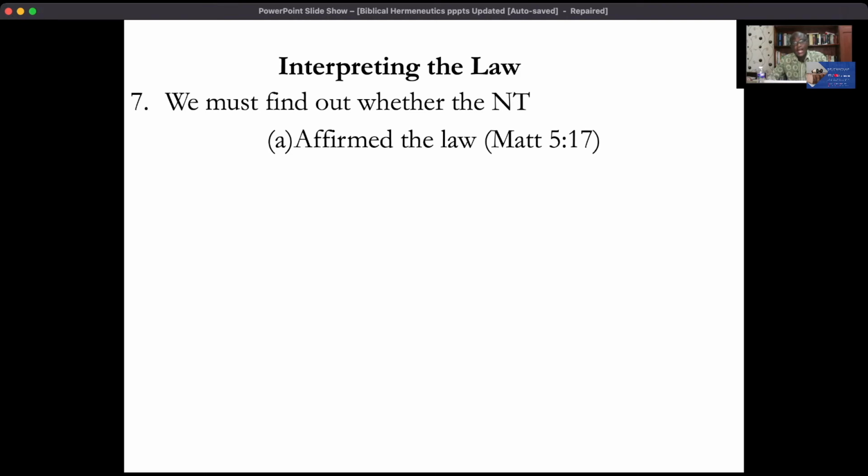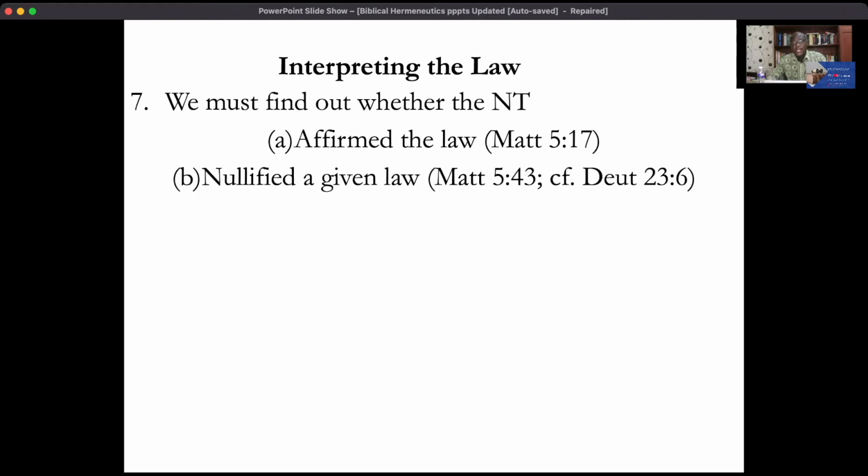Seventh is that we must find out whether the New Testament affirmed the law. So Matthew chapter 5 verse 17. In other words, if you want to interpret the law, to apply the law today, find out if the New Testament applies the law in different ways. The first way is whether the New Testament affirmed the law, that the law has been obeyed. Or whether the New Testament nullified a given law. And we see how Jesus nullifies some of the laws: you have heard that you should hate your enemy, and I tell you that you should not do that.